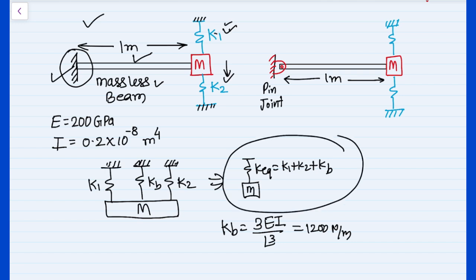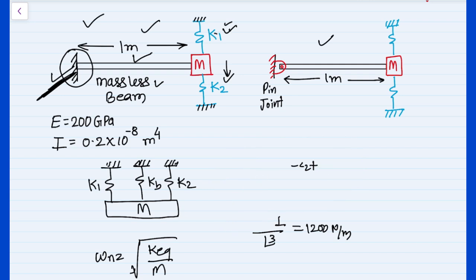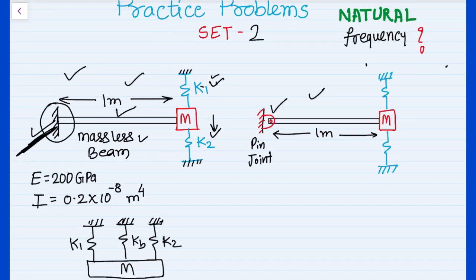Once you reach this conclusion, you can calculate the natural frequency of your system as the square root of K equivalent by M. When we compare the second system with the first system, in the first system we have a fixed joint here. In the second system, it is a pin joint. If it is a pin joint, it is not going to give any stiffness effect. The beam is free to rotate about this point. That means for the given case, only K1 and K2 are going to act as spring elements and there is no effect of this beam.